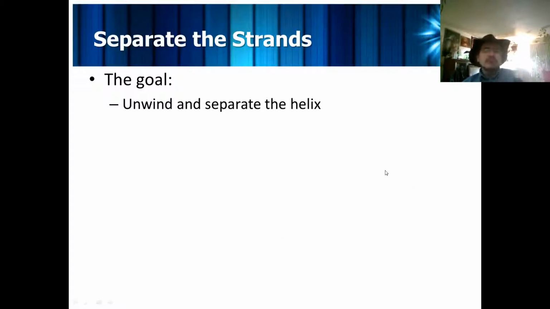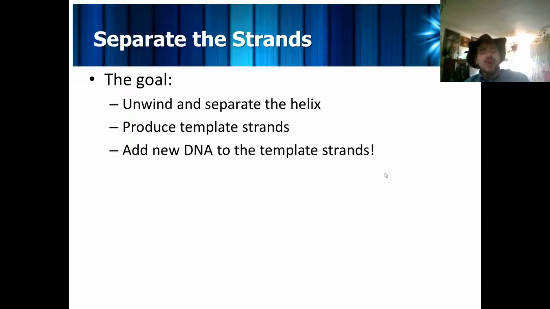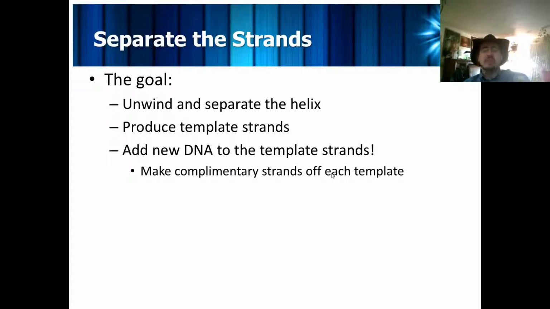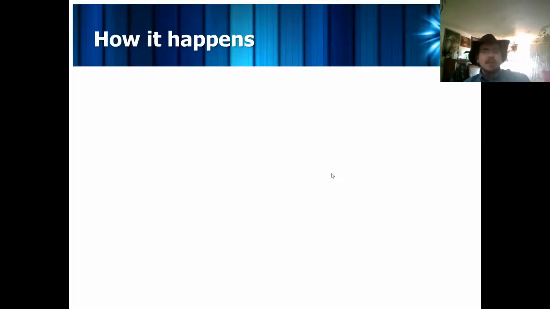So, the first step in replicating DNA is to unwind and separate the helix and produce our template strands. And then we're going to be able to add new DNA to the template strands to produce our duplicate DNA. And we'll just make complementary strands off of each template. And doing that will give us two identical strands of DNA. So how does it happen?